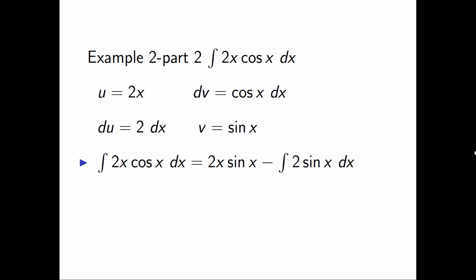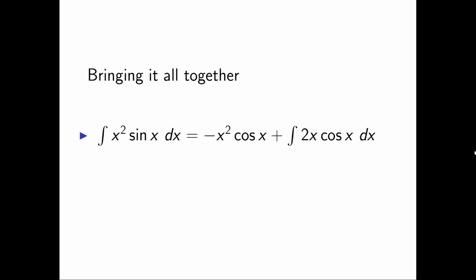And so again, applying our rule, we get that the integral of 2x cosine x is 2x sine x minus the integral of 2 sine x. And then finally, of course, we still have an integral, but this time it's a pretty straightforward integral. So that integral, the 2 sine x dx, just becomes 2 cosine x when we integrate. And again, we'll throw in the constant of integration at this point.